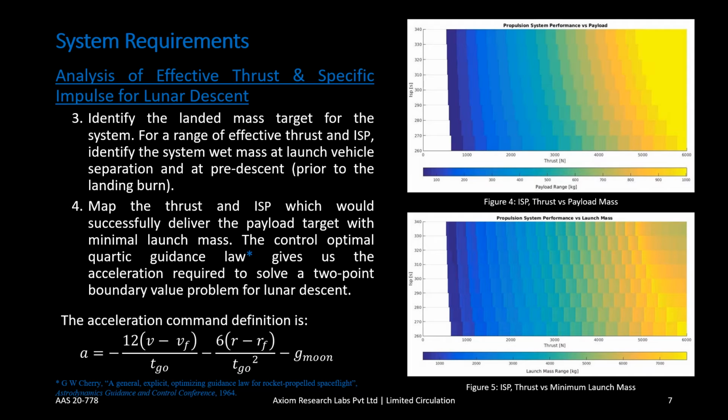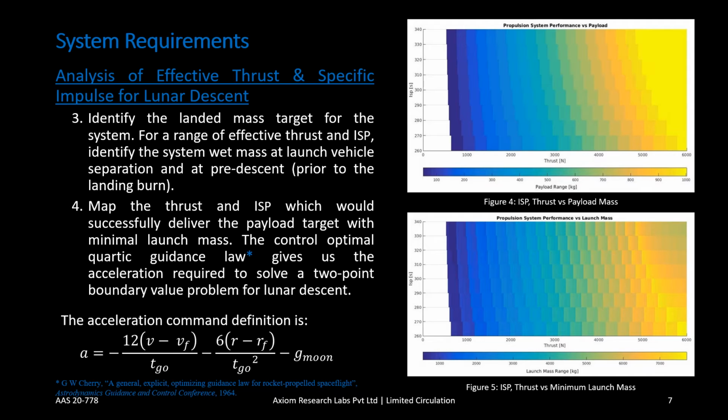In figure 4, we describe that once we have chosen a particular targeted landing mass, an effective thrust and ISP of the system would be able to deliver a certain payload range, which can lie within that landed mass. So in essence, figure 4 represents the capabilities of these effective thrust and ISP combinations to deliver the payload ranges identified through the color bar.